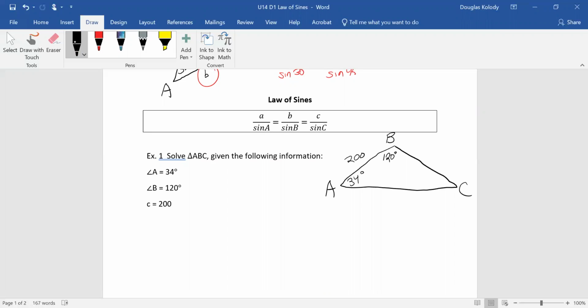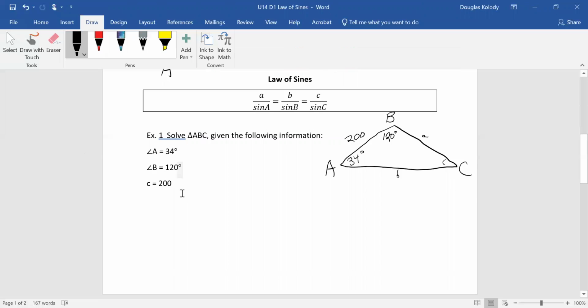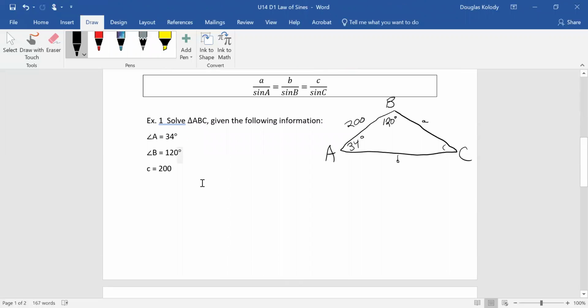Always label. One thing I like to be is ultra organized. So let's list what we don't know. We don't know side A. We don't know side B. And we don't know angle C. Why don't we begin with angle C? That might be the quickest one of all. So angle C can be found just by taking 180 minus the sum of 120 plus 34.